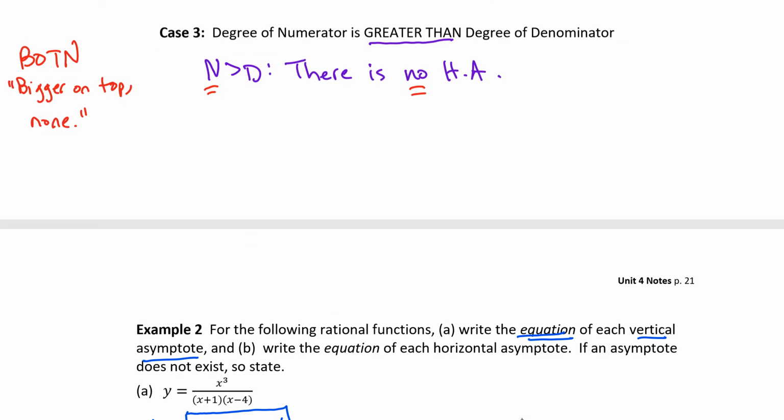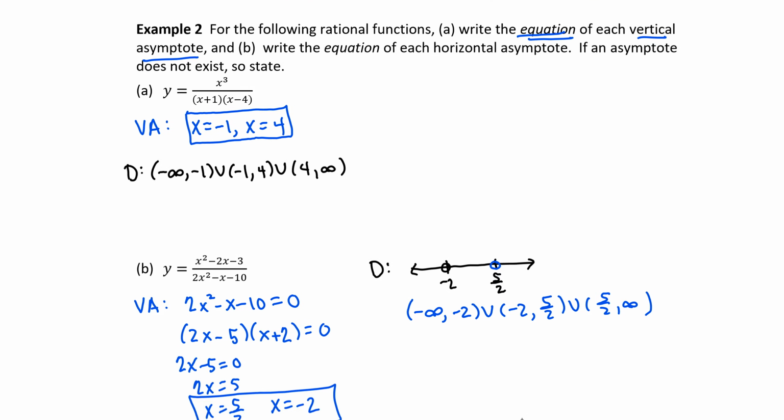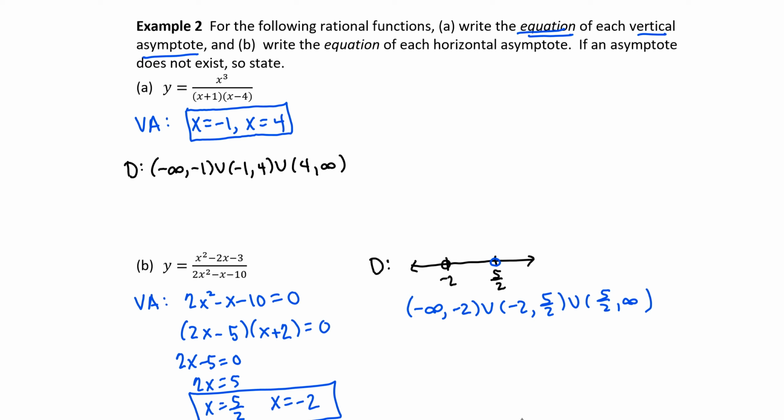So let's apply these 3 rules to the same examples we were looking at previously. So now we're working on part B. We want to write the equation of each horizontal asymptote. Remember, to find the vertical asymptotes, we look at the denominator. We find the horizontal asymptotes completely different. So we need to identify the degree of the top and the bottom.